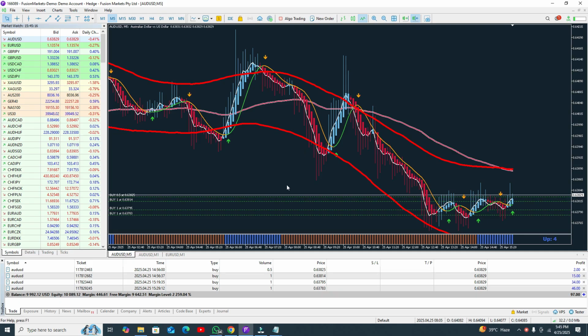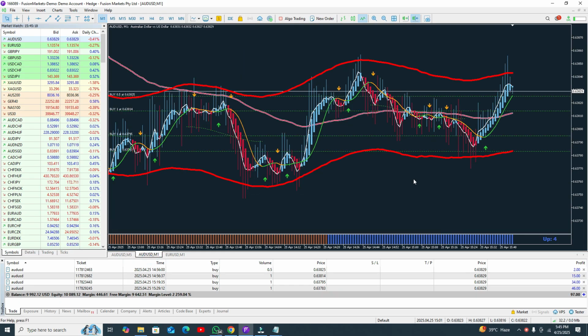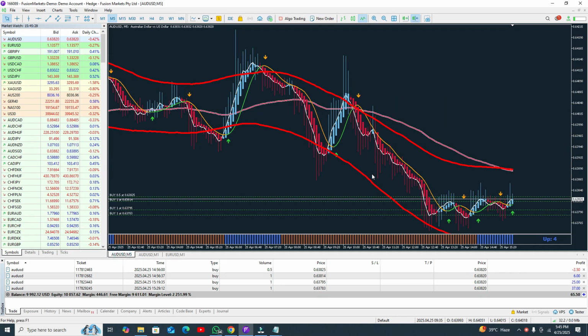Here you can see in the 1 minute time frame, if you were using 1 minute, that was our trade, and you can see our trade was successful. But we need to wait for the 5 minute time frame. When I close my trade, I will show you.